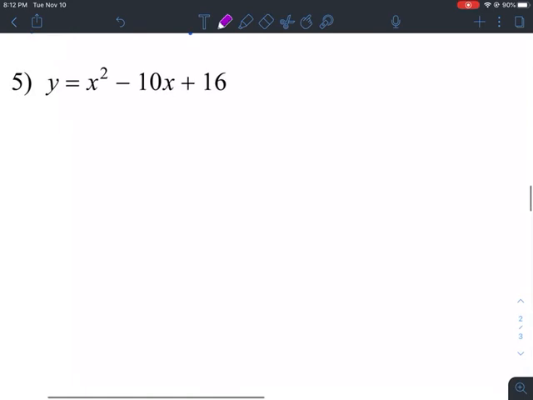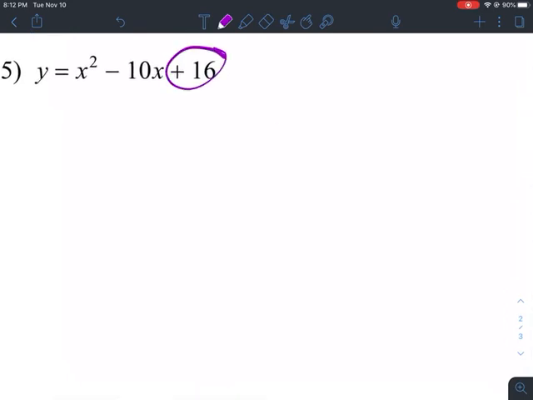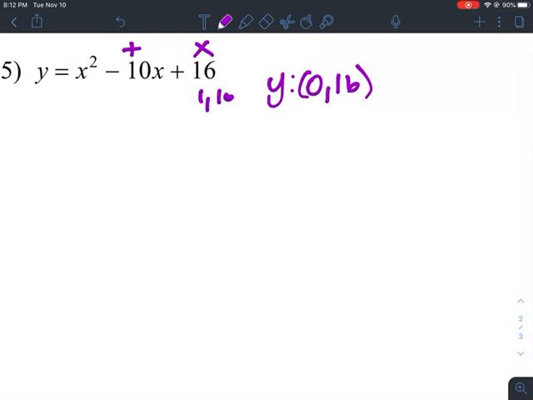So this one, remember that C is my y-intercept. So the y-intercept is going to be the point 0, 16, because if I plugged in zeros for those x's, they would just go away. As far as factoring goes, I need two numbers that multiply to 16 and add to negative 10. So the things that multiply to 16, I got 1 and 16, 2 and 8, 4 and 4, and that's it.